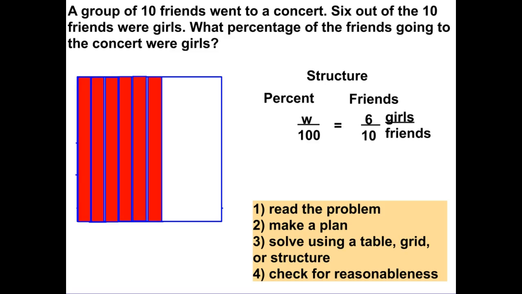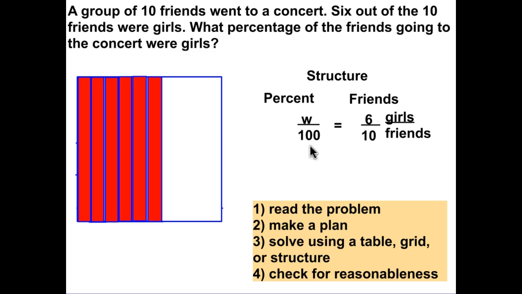So let's take a look at this one. A group of 10 friends went to a concert. Six out of the 10 friends were girls. What percentage of the friends going to the concert were girls? So I just read the problem. I'm going to make a plan. Well, I have a table here that's divided into 1, 2, 3, 4, 5, 6, and then I would have four sections not colored in. And so 6 out of 10 were girls.